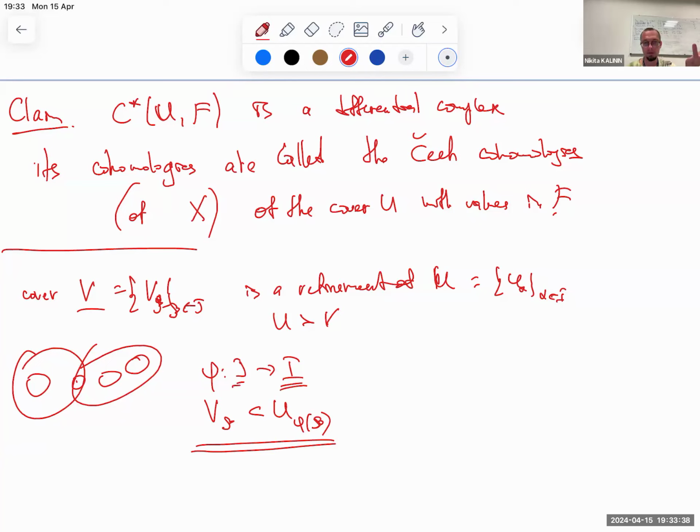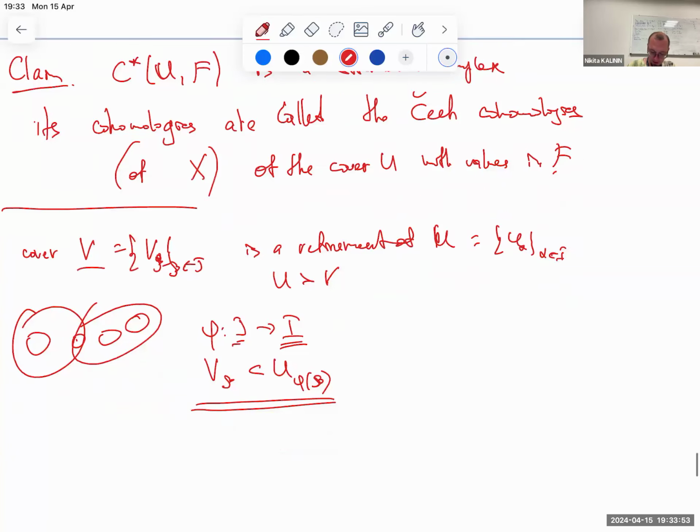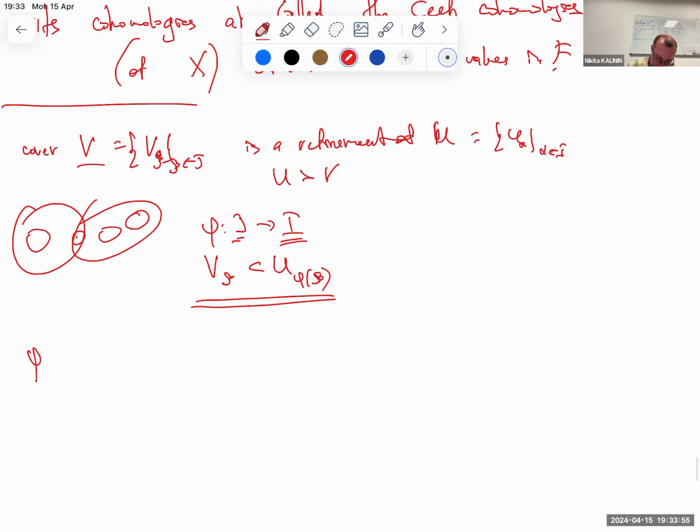That's a refinement. And then, okay, so how does the cohomology of a cover change when we do a refinement? Well, we should find the map. So we have a map phi upper star, which goes from C star of U with coefficients in F to C star of V with coefficients in F.